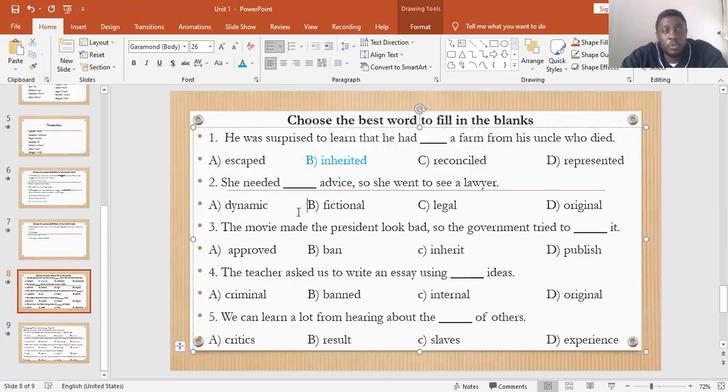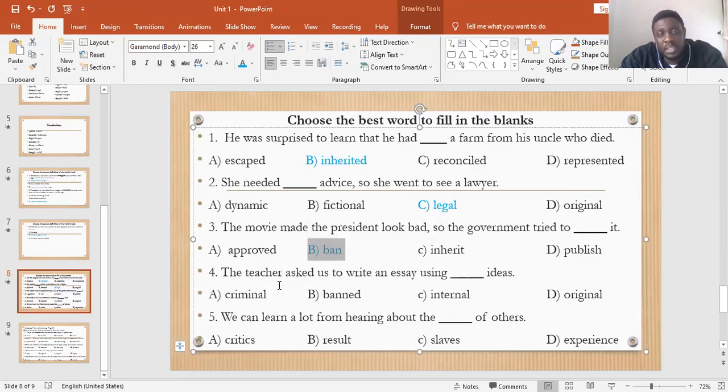Number two: she needed advice, so she went to see a lawyer. If she went to see a lawyer, then she needed legal advice. Next: the movie made the president look bad, so the government tried to, if something is bad, they won't approve it. They won't inherit it. They won't publish it. They will try to ban it.